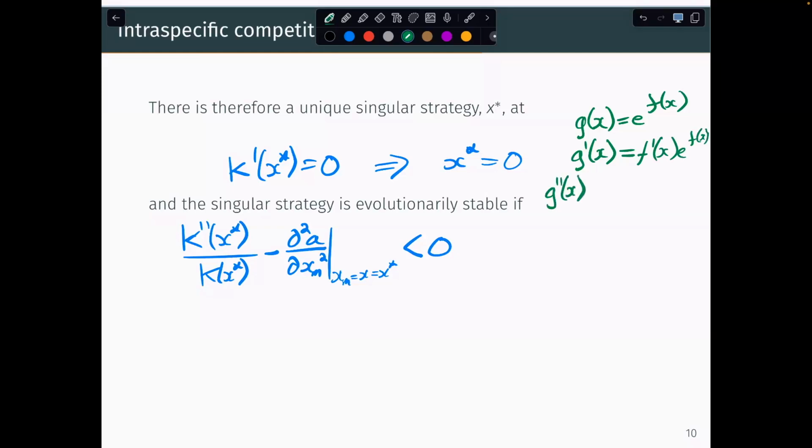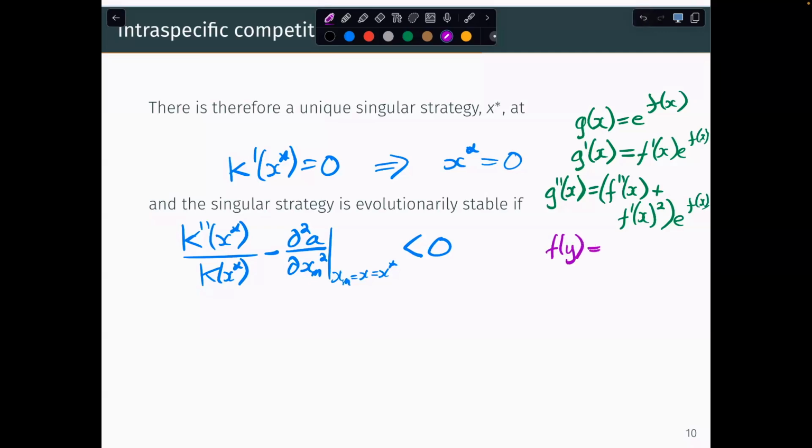And then our second order derivative, we will have an f double prime of x plus an f prime of x squared times e to the f of x. Okay. And for our model here, we've got f of x equal to some, in fact, I'm going to call this something different. I'll call this f of y, just so we're not confusing things.